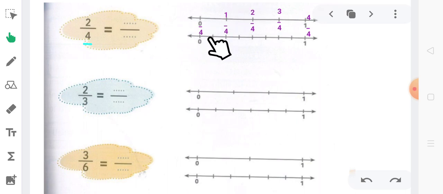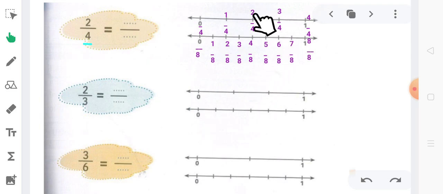Okay, again we drop 0 and we count how many dashes or lines here. 1, 2, 3, 4, 5, 6, 7, and 8. So I will cut it into 8 equal parts. So 0 over 8 and 8 over 8, and then 1 over 8, 2 over 8, 3 over 8, 4 over 8, 5 over 8, 6 over 8, 7 over 8. So the equivalent fraction to 2/4, just below it at the same point, is 4 over 8. So the answer will be 4 over 8.